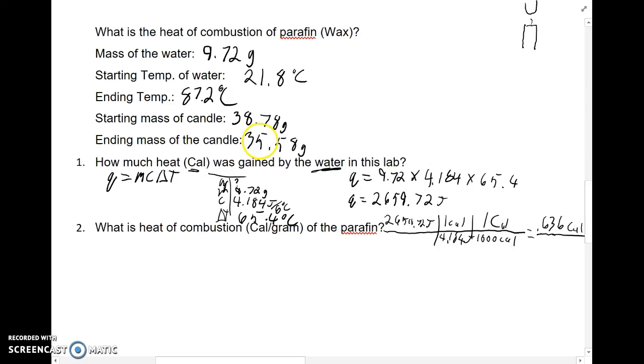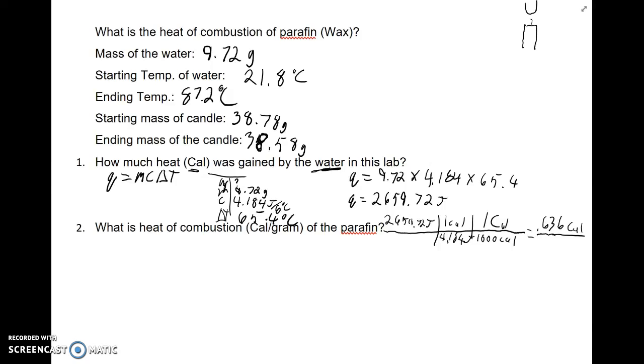First I have to find how much of the candle actually burned. To do that, I would find the difference between those masses. And this really should be an 8, not a 5. I'm just going to change that real quick, or my data is going to be a little strange. So it should be 38.58, my ending mass. I made the data up anyways. You'd obviously be collecting your data in the lab.